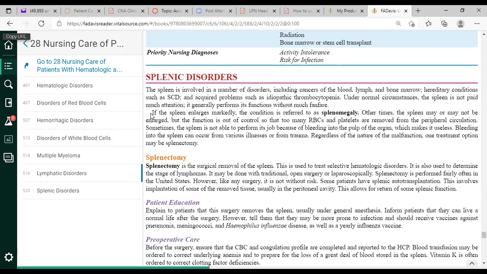No problem. But if the spleen enlarges markedly, the condition is referred to as splenomegaly. Other times, the spleen may or may not be enlarged, but the function is out of control so that too many RBCs and platelets are removed from the peripheral circulation. Sometimes the spleen is not able to perform its job because of bleeding into the pulp of the organ, which makes it useless. Bleeding into the spleen can occur from various illnesses or from trauma. Regardless of the nature of the malfunction, one treatment option may be splenectomy.